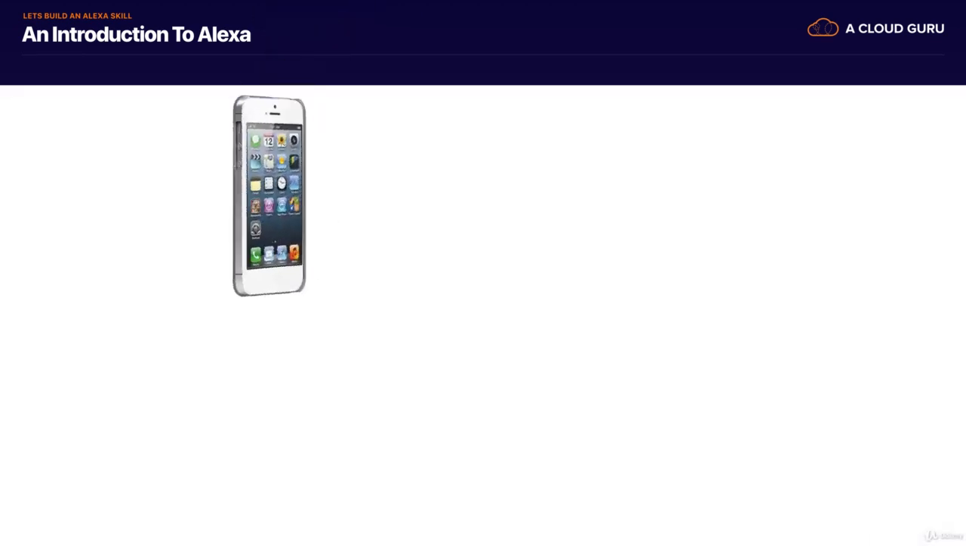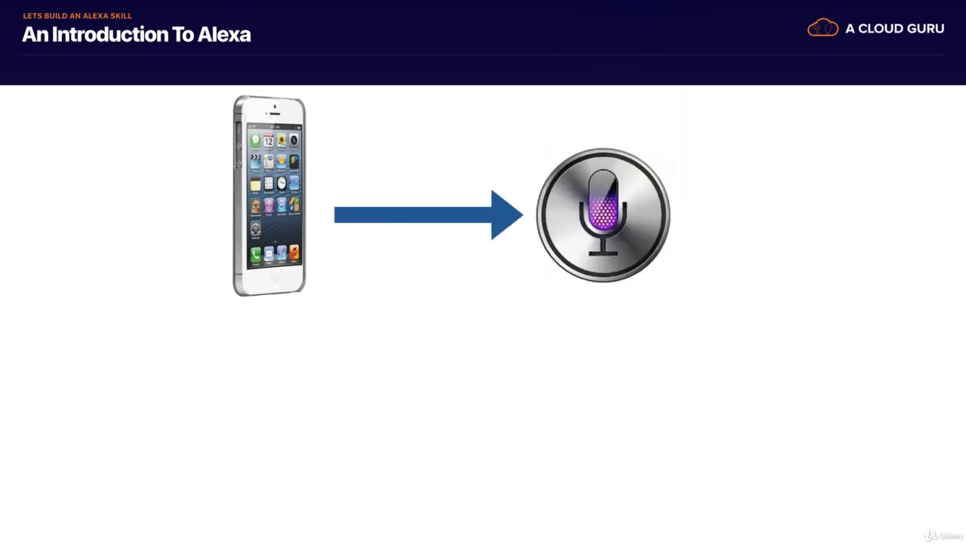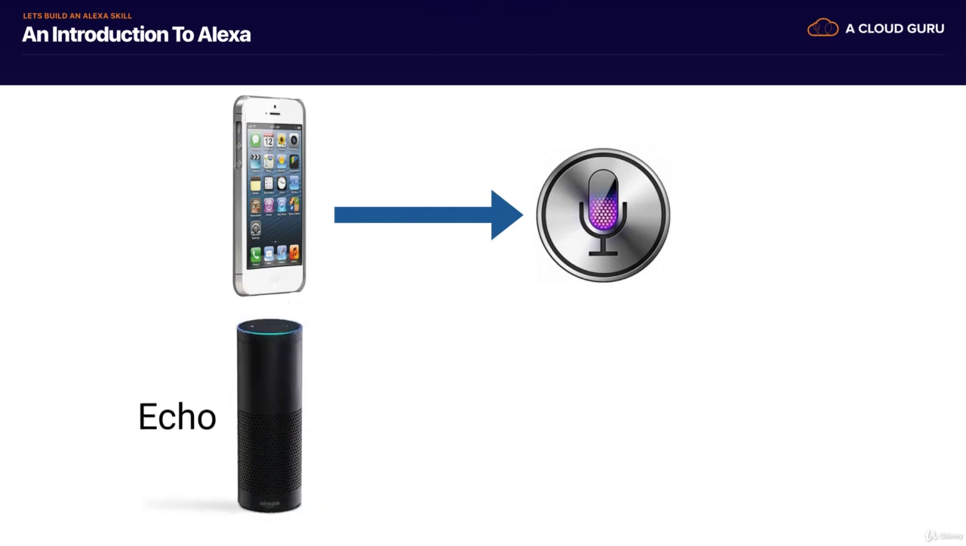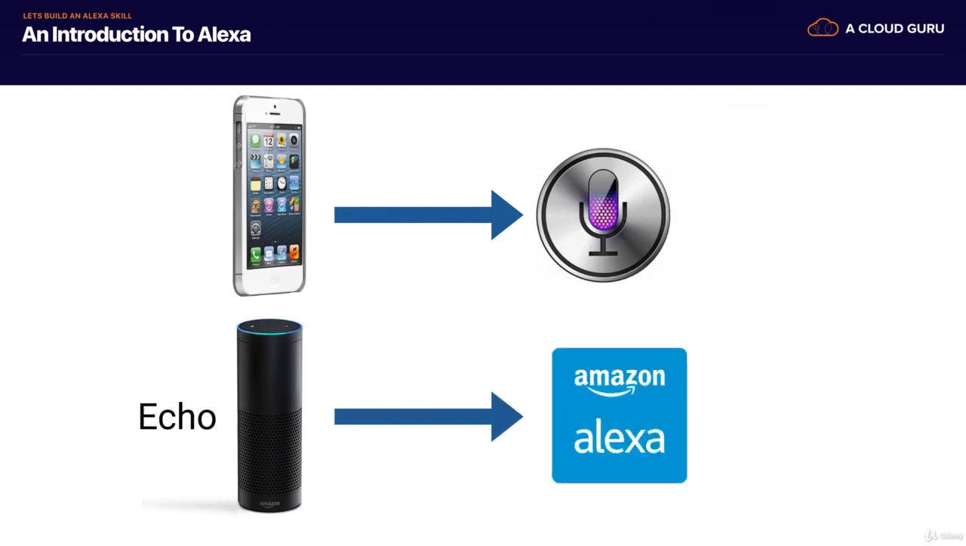If you know iPhones, you'll realize that the voice service on there is called Siri. So you've got your iPhone, which is the physical device, and when you talk to your iPhone, you're talking to Siri. Likewise, Alexa is the voice service for the Amazon Echo. The Echo is the hardware, and then you're talking to the Amazon Alexa service. So it's very similar in terms of how it works.